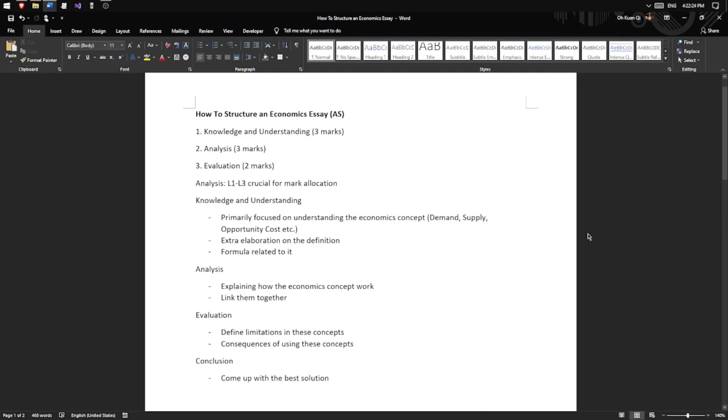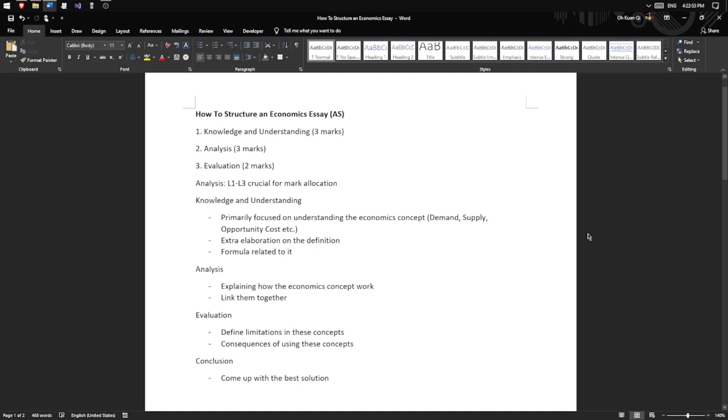For example, a question may ask you to create an essay about price elasticity of demand, price elasticity of supply, government intervention. They could even ask you about balance of payments, etc. So we need to explain the meaning of the economics concept given. For example, let's say the question wants the definition of price elasticity of supply.